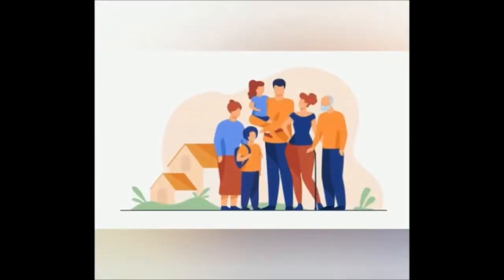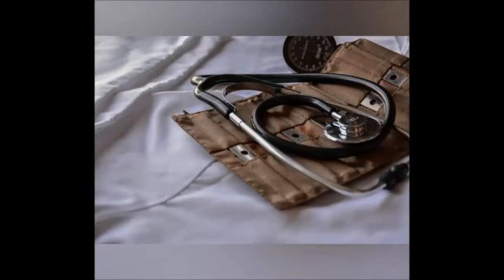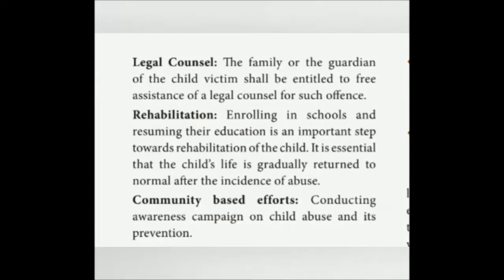Family support. The victimized child should be supported by the family members. They should be provided with proper care and attention to overcome their sufferings. Medical care. A child victim of sexual offences should receive medical care and treatment from healthcare professionals to overcome mental stress and depression. Legal counsel, rehabilitation, and community-based efforts are also approaches for protection of an abused child.